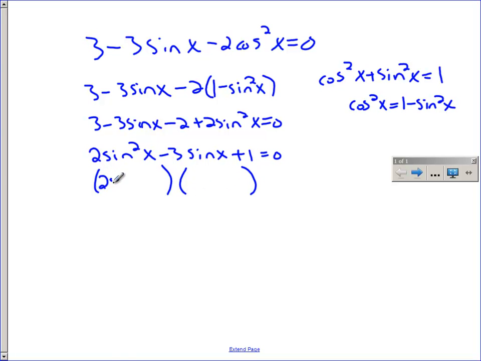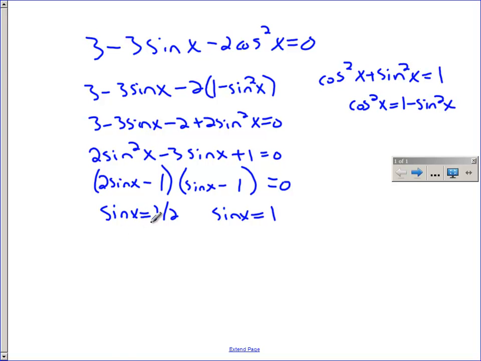Definitely need 2 sine x and a 1 sine x. What are these other numbers? They both have to be negative because my middle term is negative and the last term is positive, and the only numbers I can multiply together to get 1 are 1 and 1. Let's make sure, if we FOIL this, we get 2 sine squared minus 2 minus, yeah, it works out, equals 0. We set each one of these equal to 0, and we get sine x equals 1/2 and sine x equals 1.